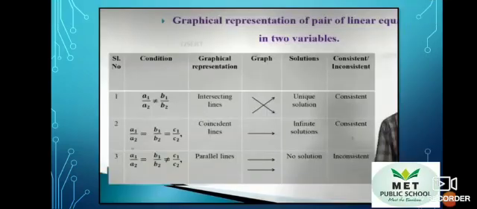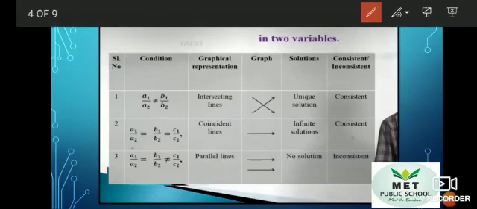Now let us see the different conditions which are applied for the graphical representation of a pair of linear equations in two variables. Totally there are 3 conditions. When any two pair of equations are given and the graph is drawn, the possibilities are either the graph will be intersecting, or else the graph will be coincident, otherwise the graph will be parallel lines.